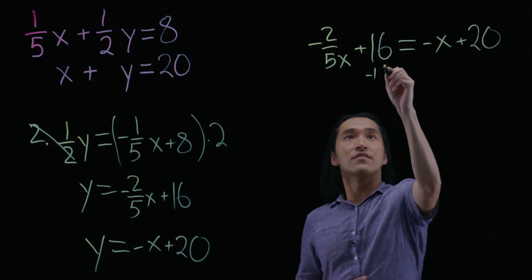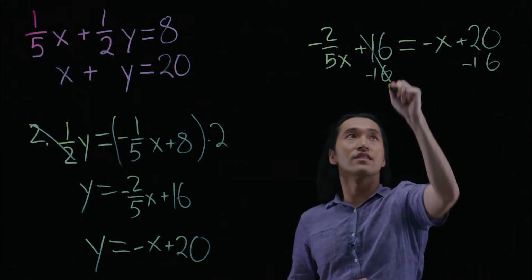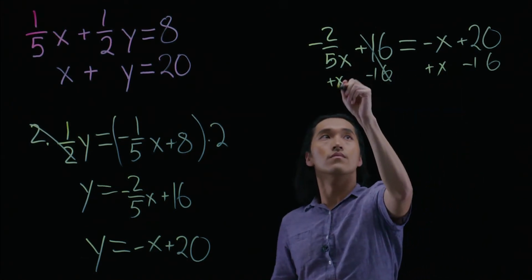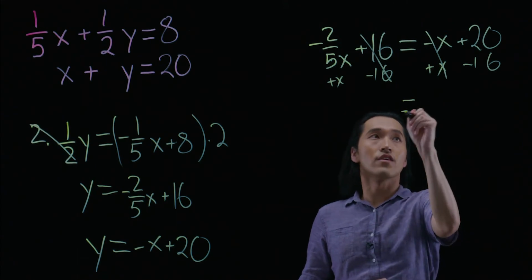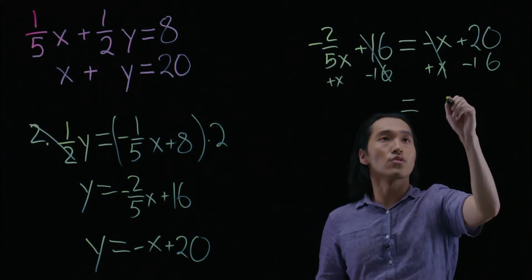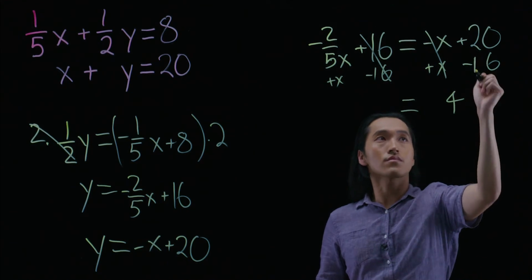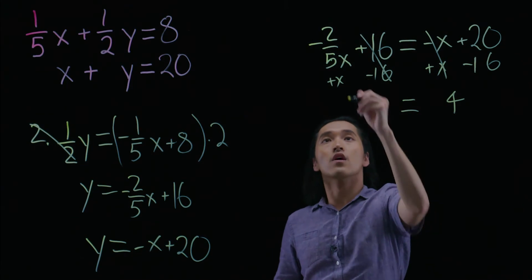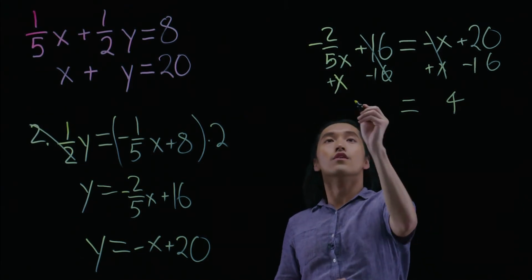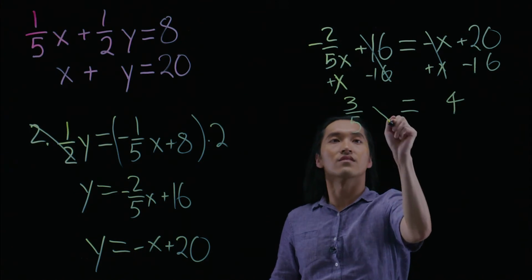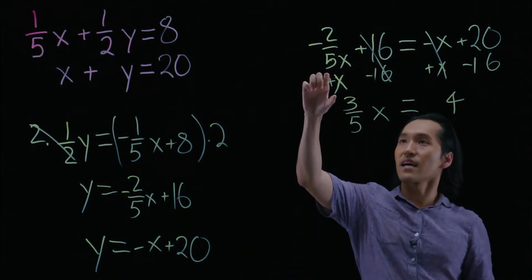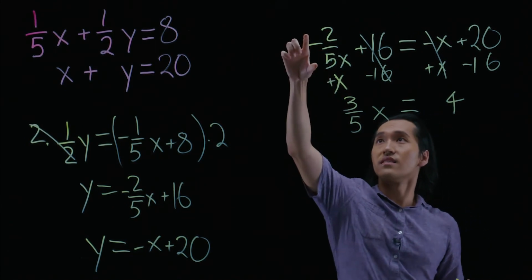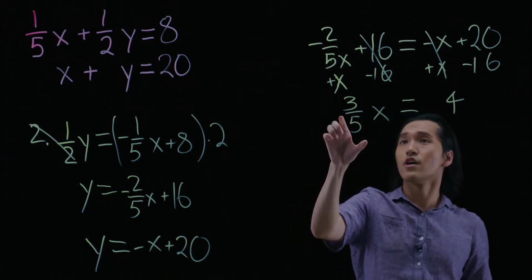We can subtract 16 from both sides. This cancels this out. And we can also add x to both sides. This cancels the x's out. So then on this side, we have 20 minus 16, which means we're left with 4. And then over here, we have negative 2/5 x plus x, which would get us 3/5 x, because we could take this x and change it to 5/5 x. It's the same thing as just 1x, plus this negative 2/5 x. That gives us positive 3/5 x.